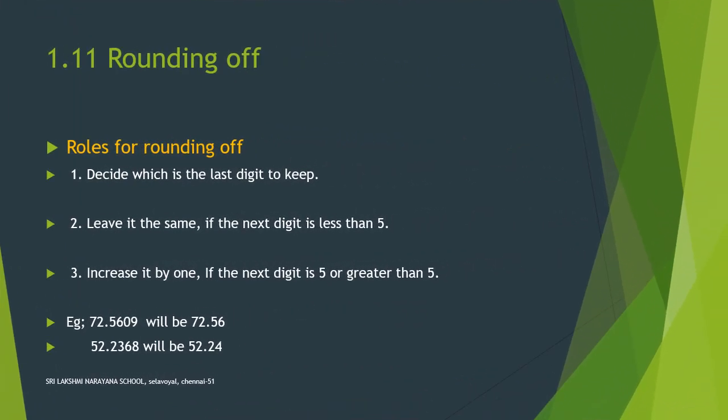Let's see rounding off. Calculators are widely used in day-to-day life to do calculations. The result given by a calculator has too many digits. Hence, the result containing more digits should be rounded off. The technique of rounding off is used in many areas of physics. There are certain rules for rounding off.